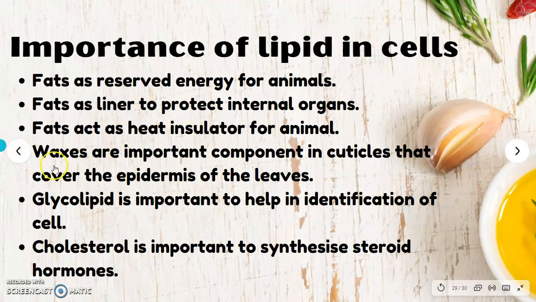Wax is an important component in cuticles that cover the epidermis of the leaf. Cuticle refers to the transparent layer on the leaf. Then glycolipid is one of the components in the plasma membrane, and it is important to help in identification of cells. Last one, cholesterol is important to synthesize steroid hormones. So that's all for the importance of lipids in cells.